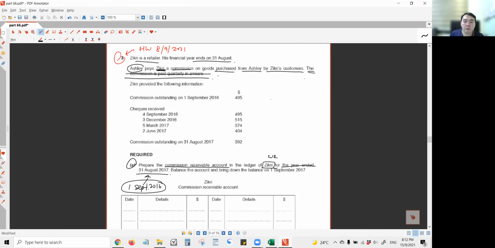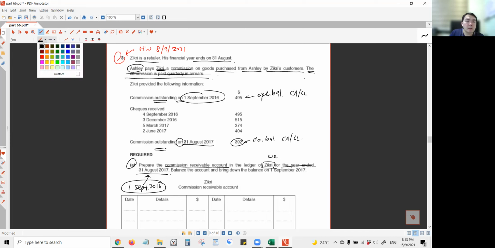Now, again, look for the 4 things. On 1st September 2016, this is opening balance. Later, you determine CA or CL. Very obviously here, this is closing balance because of the date, the year end. Have to determine if it is CA or CL. Commission outstanding, you have seen it 2 times just now, right? In the previous question. It indicates that it is a current asset, and income that is outstanding is a current asset. If this question is an expense, it would be the other way around. An expense that is outstanding is a current liability.